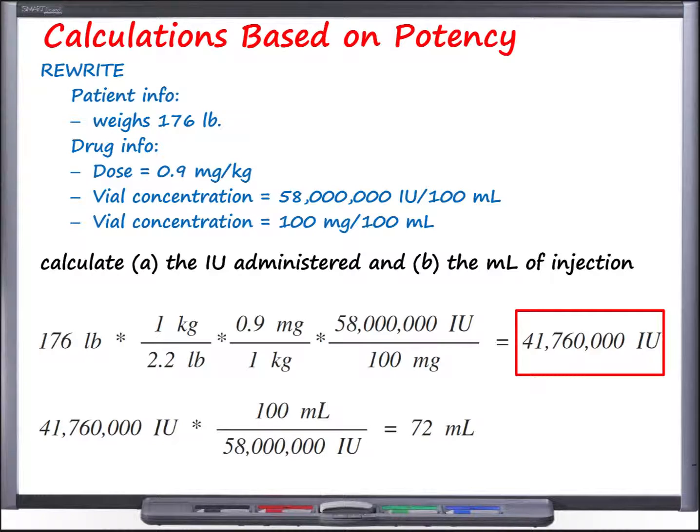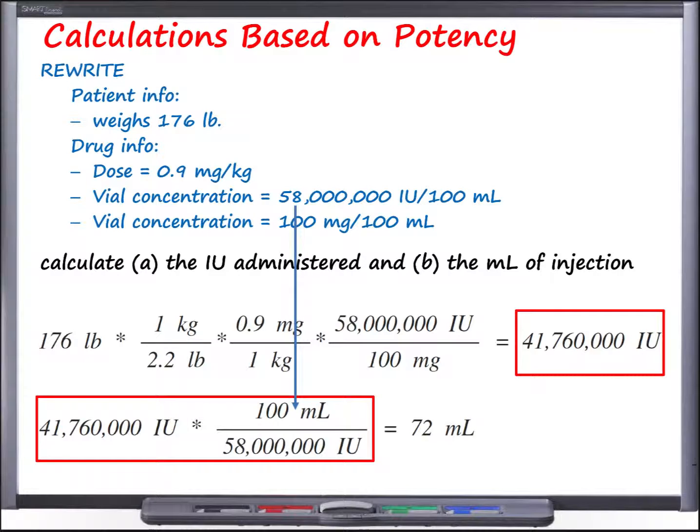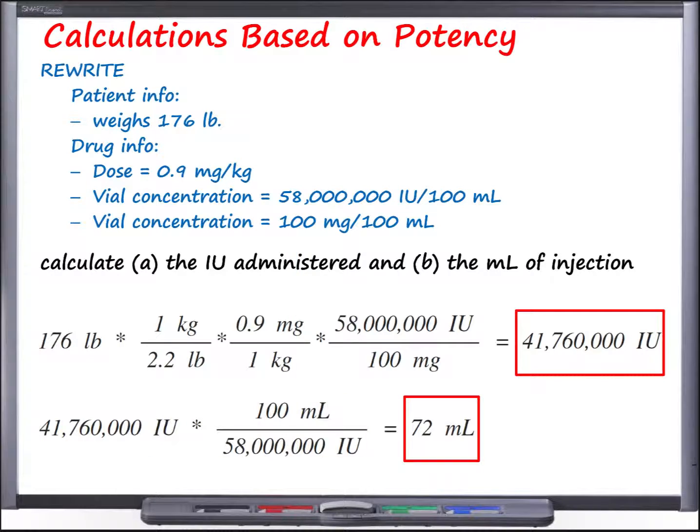So to do that, I'll show you my formula here, but it will start with the dose we just calculated. We will be administering to this person 41,760,000 international units. The volume will convert by using the concentration, expressed by the fact that we know that in 100 milliliters, there is actually 58 million international units. So that comes from the vial concentration. So if we take our dose of 41,760,000 international units, multiply it by 100 milliliters over 58 million international units, which comes from the concentration, we can see that our final answer is 72 milliliters.